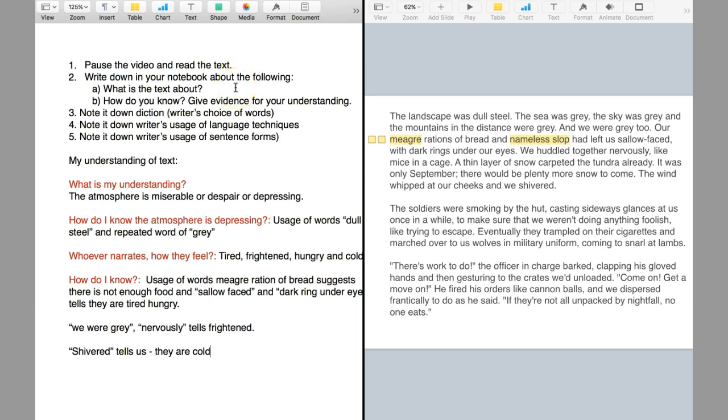Once you finish reading the text, I want you to write about what the text is about. Then write how you know. Give evidence for your understanding using the writer's choice of words, the writer's choice of language technique and sentence forms. Once you have written it down, you continue with the video. I will explain, then you can compare your notes with my notes.